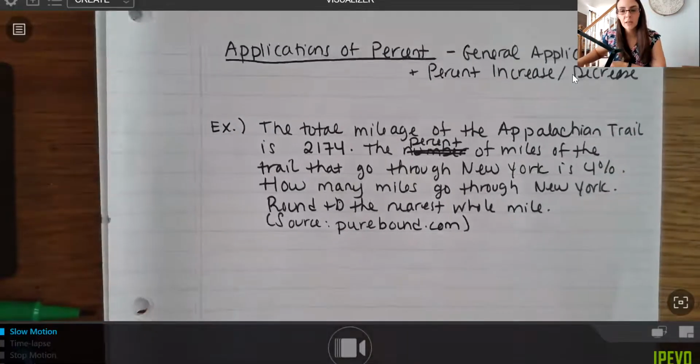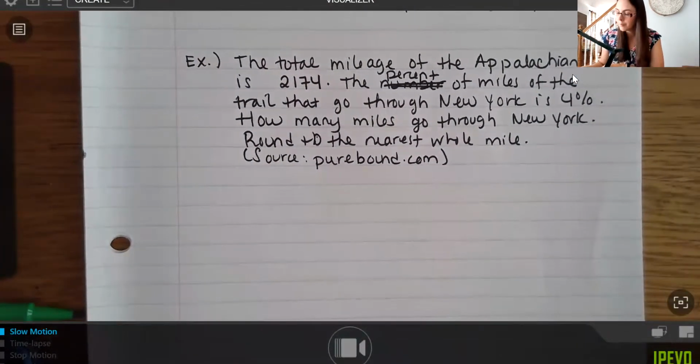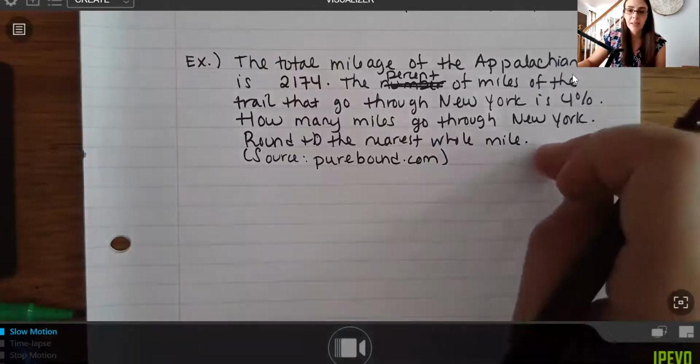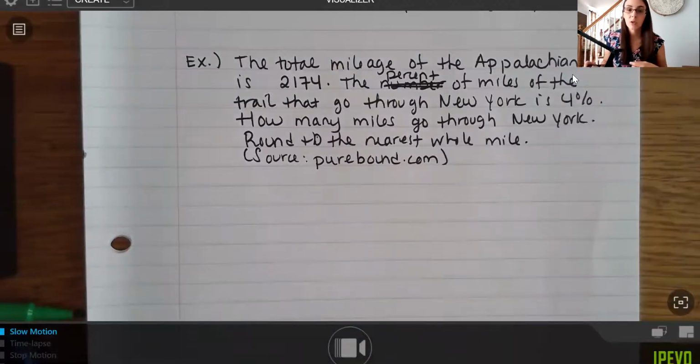All right, this is another little tip here. So I think most of us are probably from Massachusetts, or maybe not originally, but now, but not everybody. So 4% is also the percent for the mileage in Massachusetts as well. This is a fun little tip. So we're focused on New York, but Mass would actually be the same. So the total mileage of the Appalachian Trail is 2,174. The percent of miles of the trail that go through New York is 4%. And our question is, how many miles go through New York, round to the nearest whole mile here?